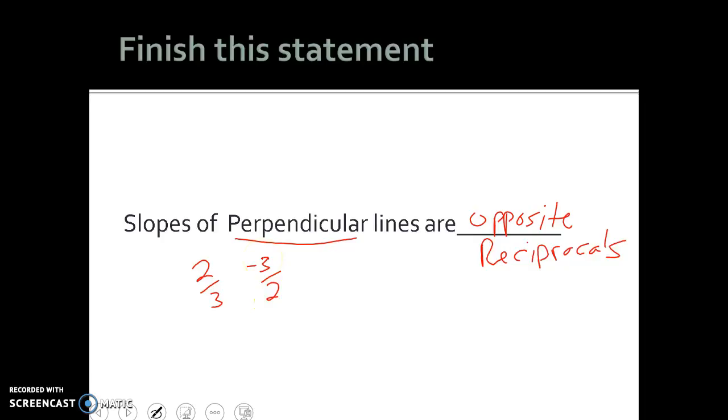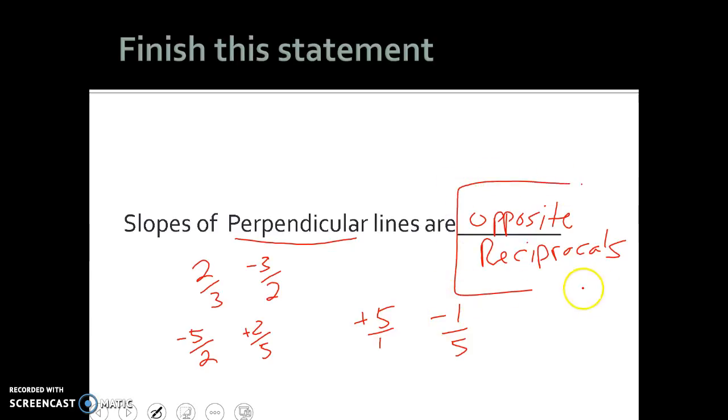If one line has a slope of, let's say, -5/2, then if it's perpendicular, the other line is going to have a slope of +2/5 because we switch the sign and we flip the fraction. What if one line has a slope of 5? Well, because 5 is the same thing as 5/1, we would flip it and it would become 1/5. And because this one is positive, we know this one would be negative.